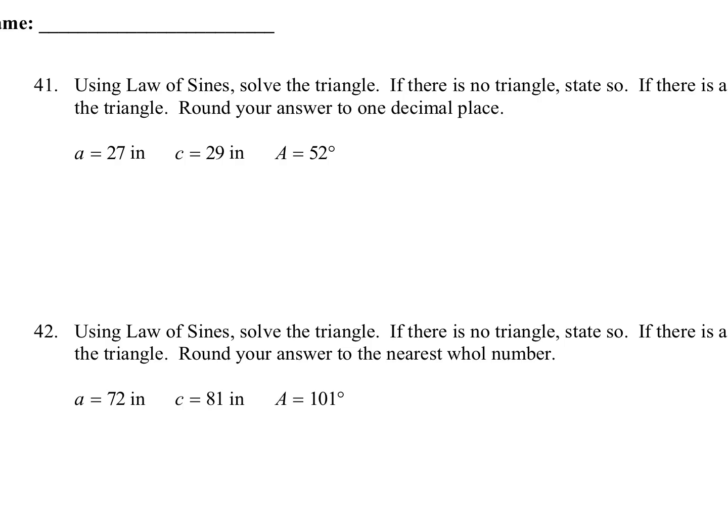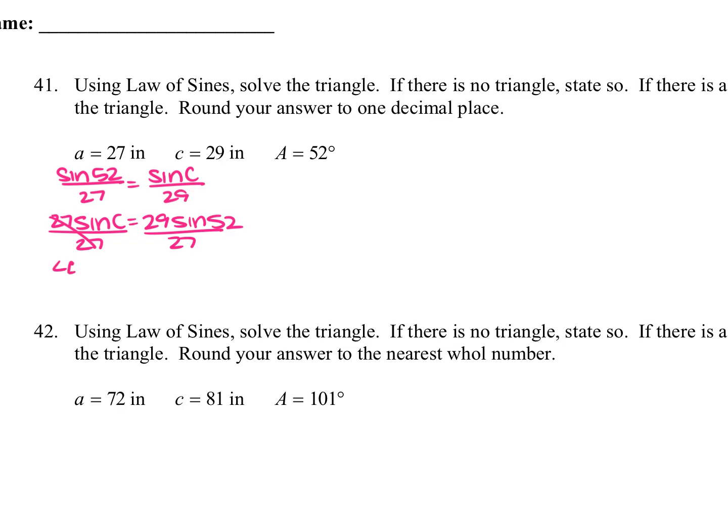So first thing we're going to do is find angle C, and we're going to do the sine of 52 over 27 is equal to the sine C over 29. This gives us 27 sine C is equal to 29 sine 52. Divide each side by 27. Take the inverse sine of 29 sine 52 over 27, and you should get that angle C is 58 degrees.